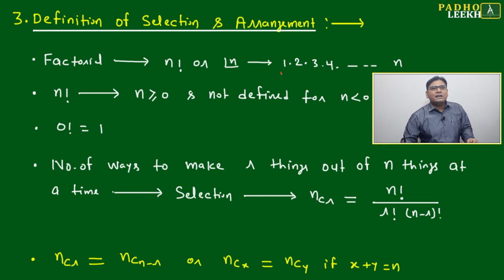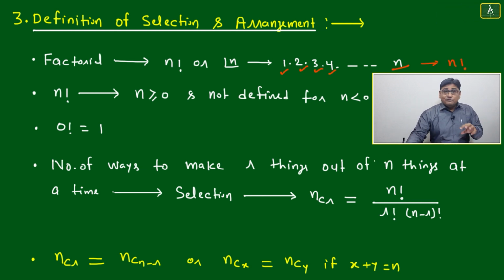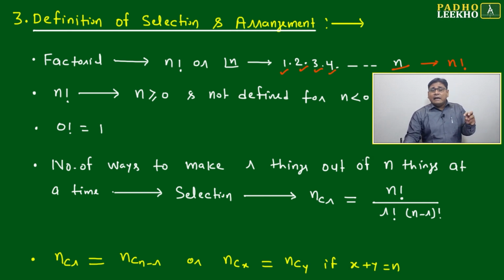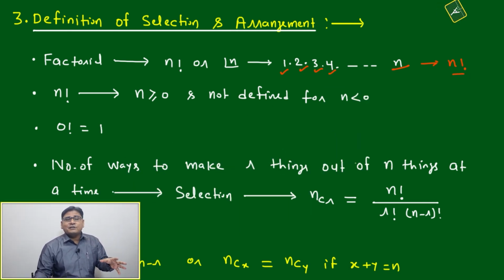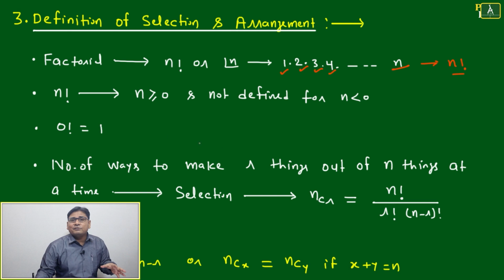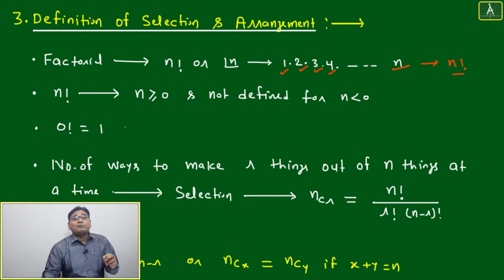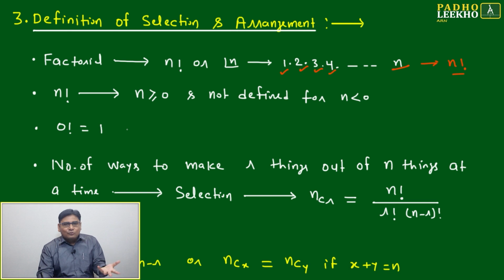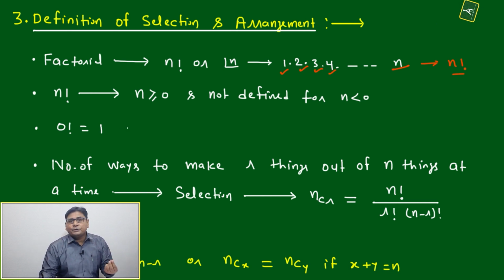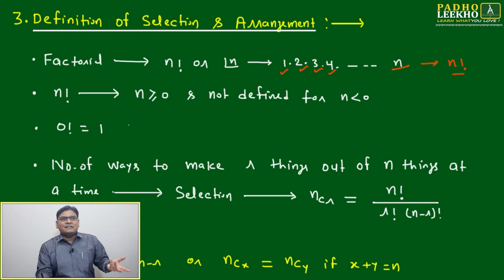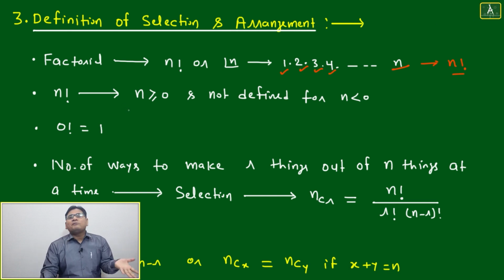It means that when you do the continuous multiplication 1 into 2 into 3 into 4 up to n, we say it is n factorial. That is the mathematical definition. Is there any physical definition, or any different way to define factorial? I will give one good example to understand factorial, because understanding factorial is very important to understand permutation, combination, selection, arrangement or distribution, because everywhere you have to use the factorial.